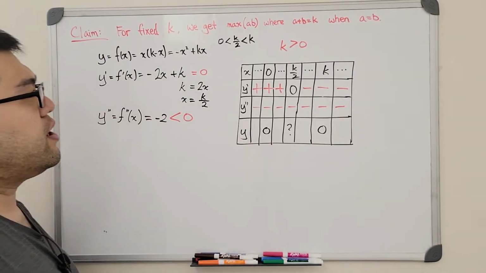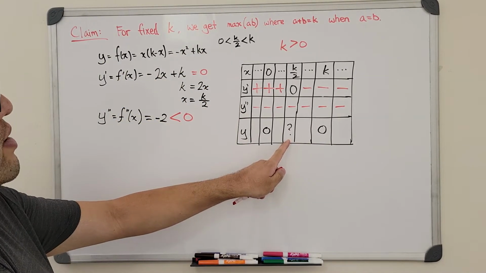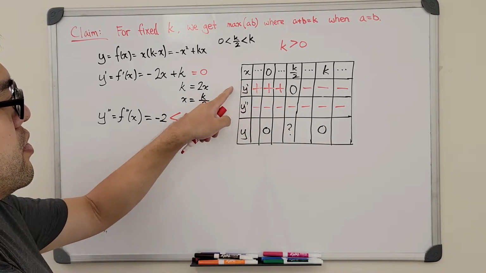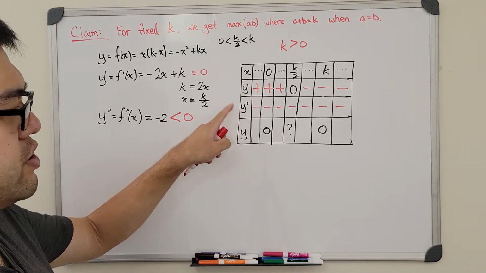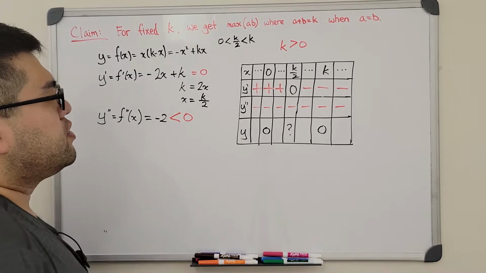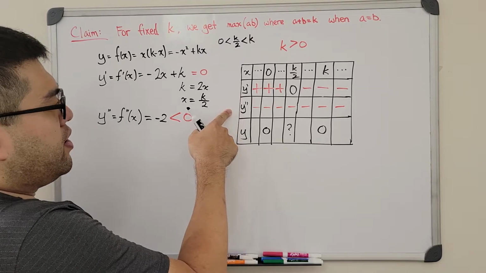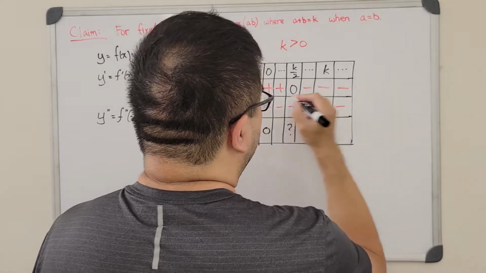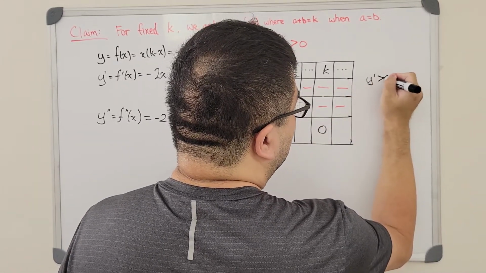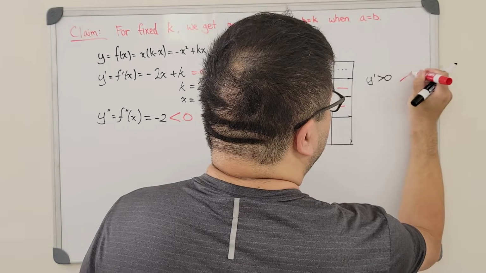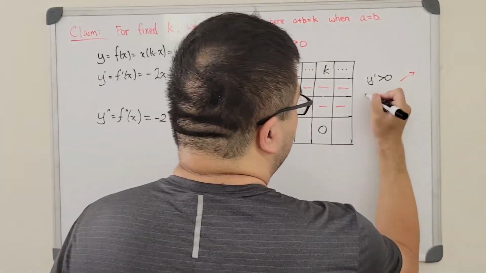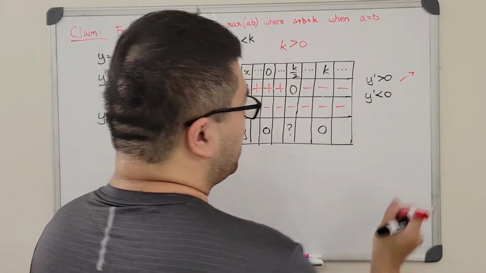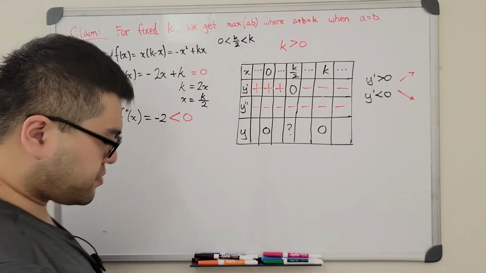Good. Now, here, we want to find out whether we will be able to get the maximum or not. So we're going to use the two rows in the middle to help us determine the shape of the graph. When y prime is positive, we know that the function is increasing. It's going to give us this. Where y prime, or the first derivative, is less than 0 or negative, we know the function is decreasing.